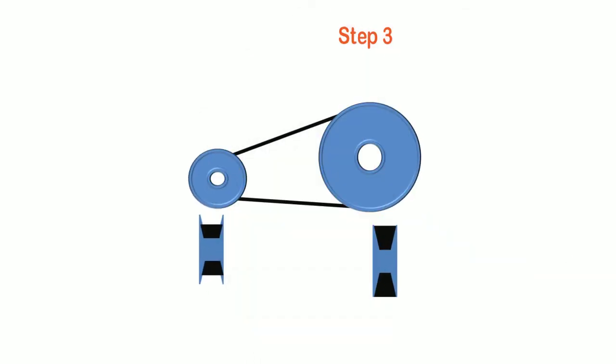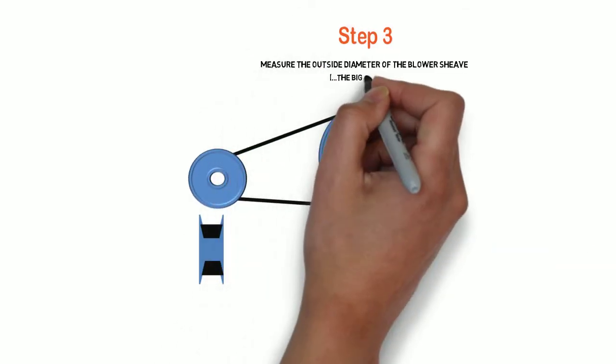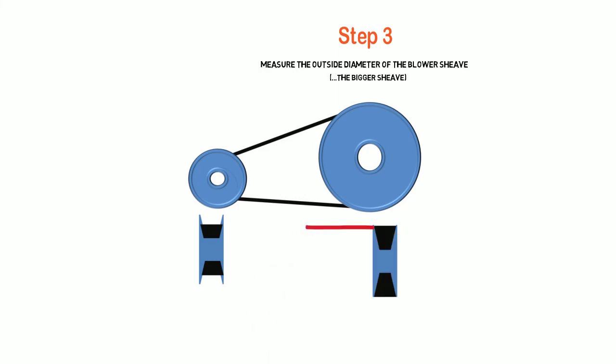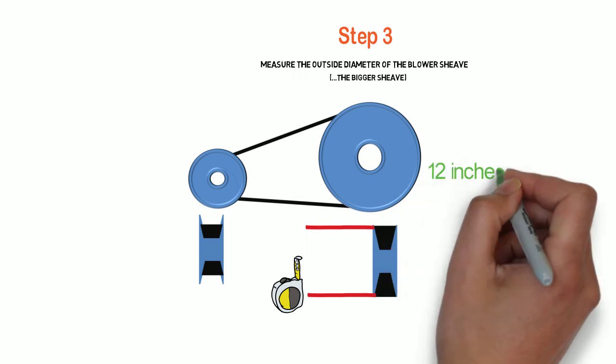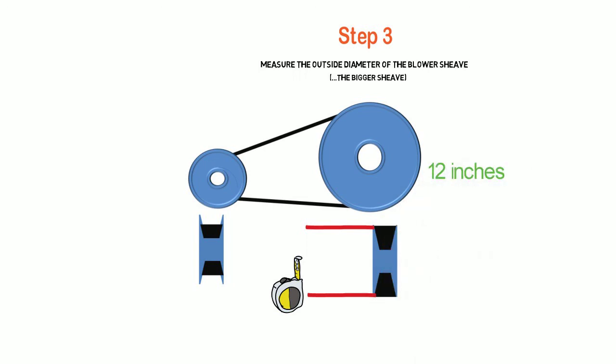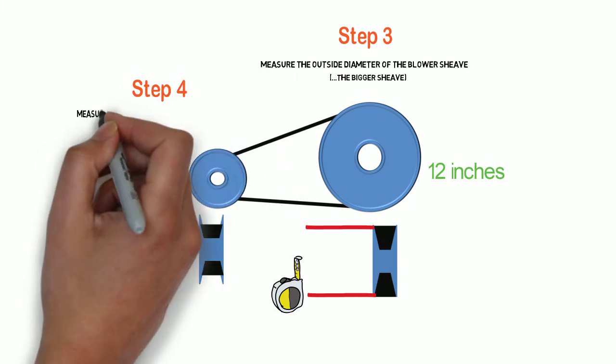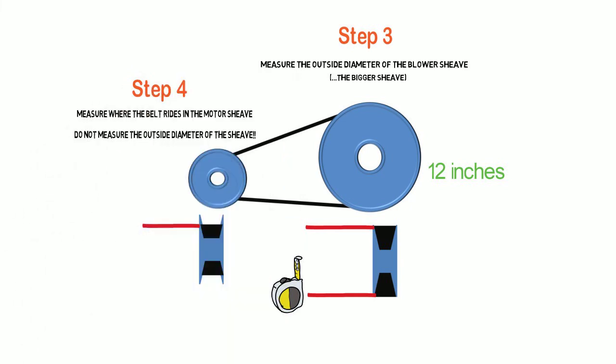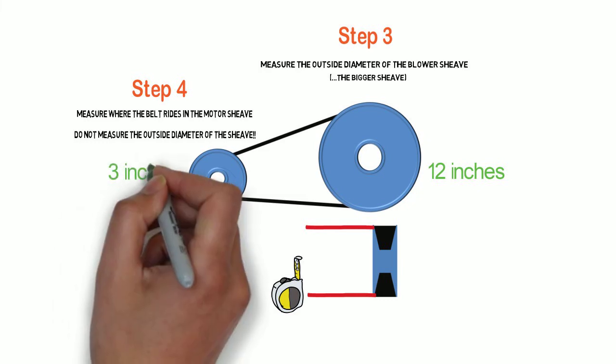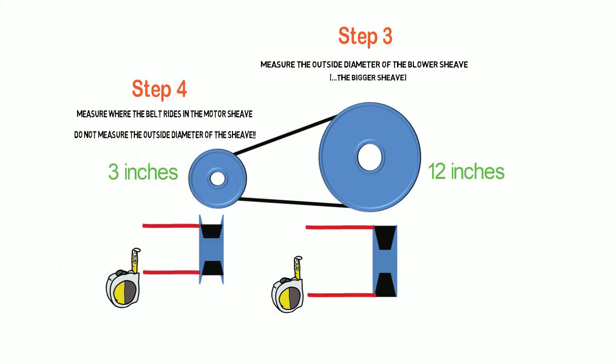Step three, we're going to measure the sheaves. Do not call them pulleys. We will beat you. These are sheaves. Now, on the blower sheave, we're going to measure the outside diameter. You can see where the two red lines are. Pretty straightforward. This one happens to be 12 inches. Then we're going to measure the motor sheave. This one's a little bit more important. You'll notice if it's an adjustable sheave, we're going to measure where the back of the belt is inside the sheave. In this case, it's 3 inches.